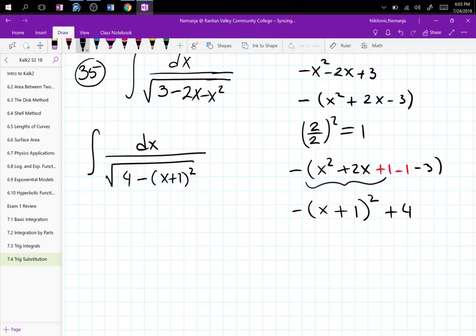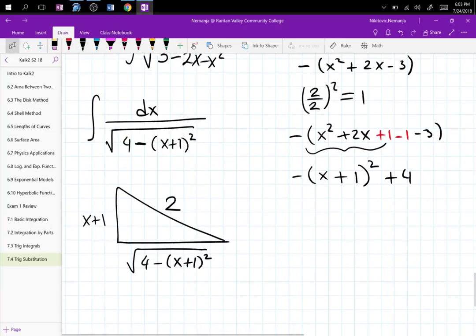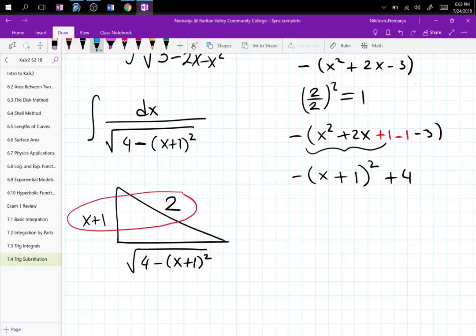Now clearly this is a little bit spicier than what you're used to, but it's still doable, right? We draw the triangle, and we have the hypotenuse to be 2, because there is a minus. Minus means that the first number is c. Now we don't have x, we have x plus 1. So this is x plus 1, and this over here must be the square root of 4 minus (x plus 1) squared.